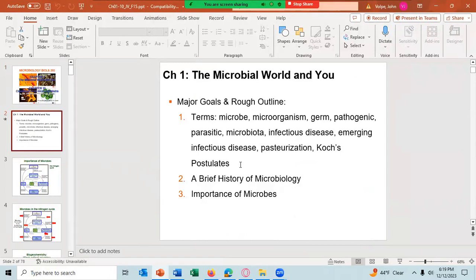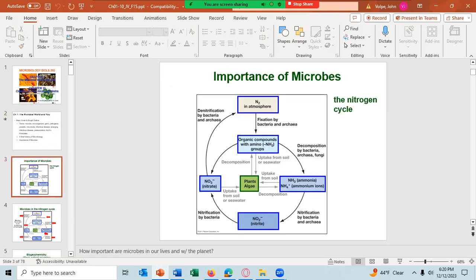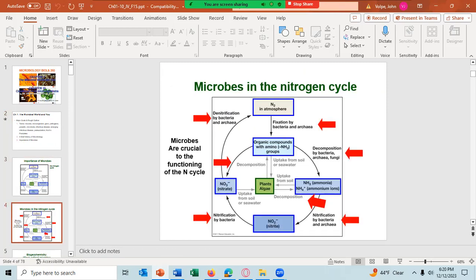endospores was first talked here. I think the cell wall was first talked here also. Infectious diseases first talked here, pathogens first talked here. And then chapter 1 goes into the brief history of microbiology, and I just enjoy history.